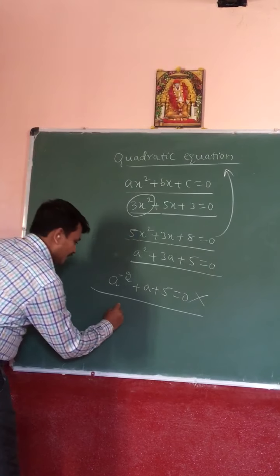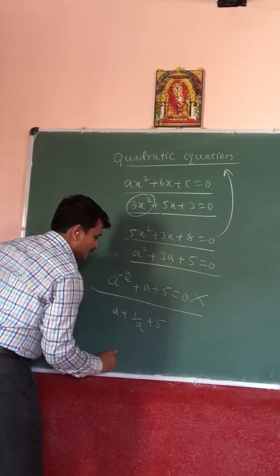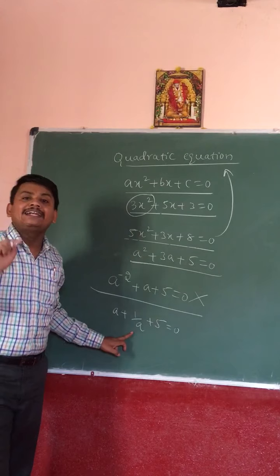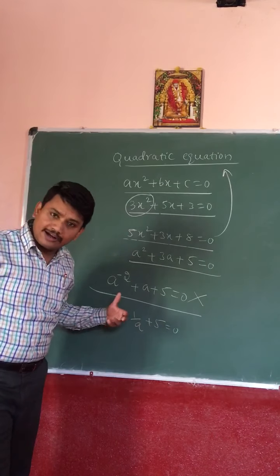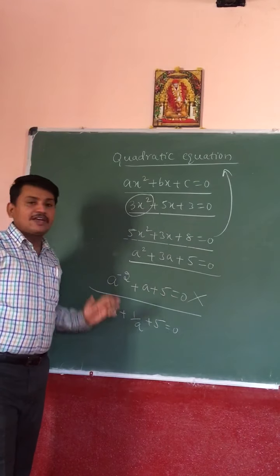One more, see, a plus 1 by a plus 5 is equal to 0. The variable should not be in the denominator. Then it is not a quadratic equation. Then we need to take the LCM and convert it to positive power. Then we have to do that.